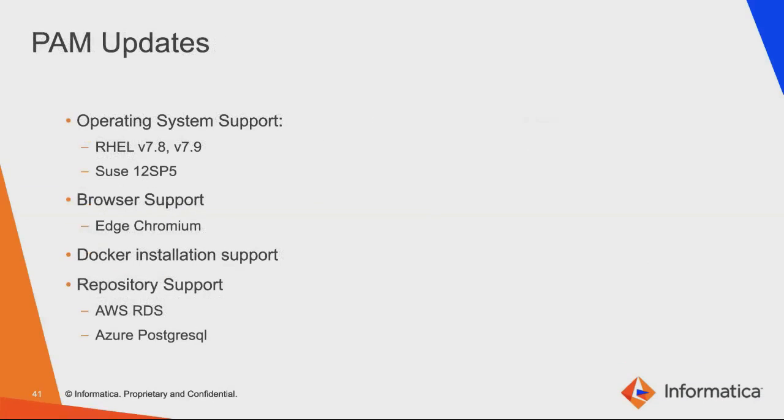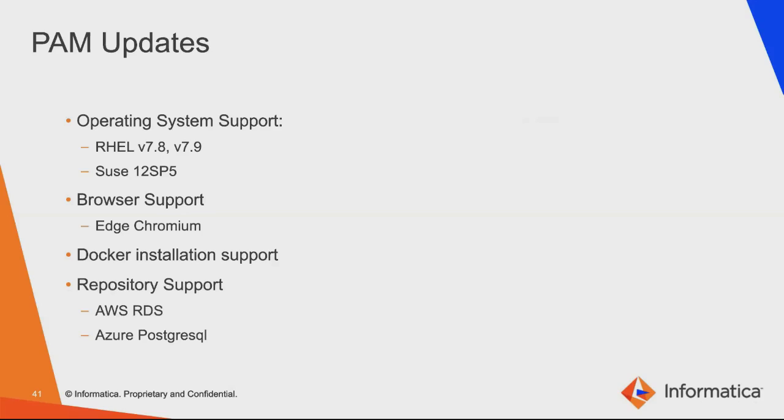And then last but not least, there are some updates on the PAM support as well. We are adding support for some additional operating systems. So you will now be able to deploy Axon 7.1 on Red Hat 7.8 and 7.9, as well as SUSE 12 Service Pack 5. In terms of the browser, we are adding support for Edge Chromium, which is Microsoft Edge Chromium. We are also adding the ability to deploy Axon now on Docker. So if Docker is the vehicle for you to install Axon, you will be able to do so.